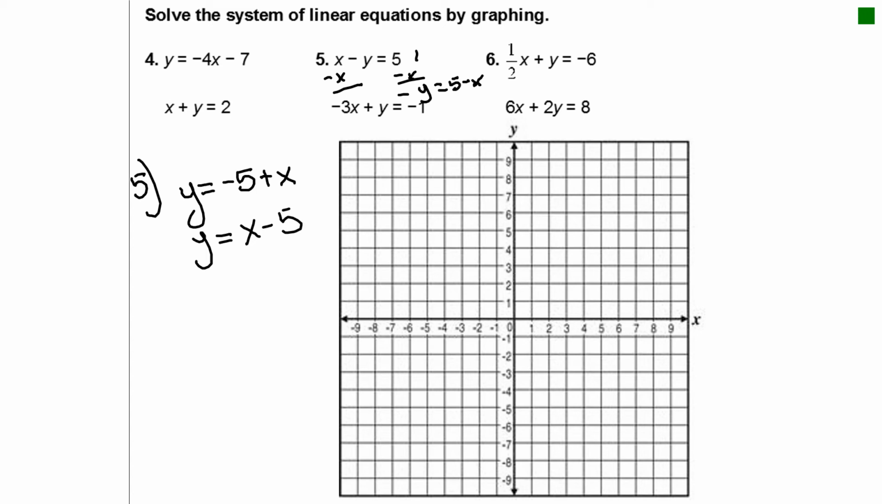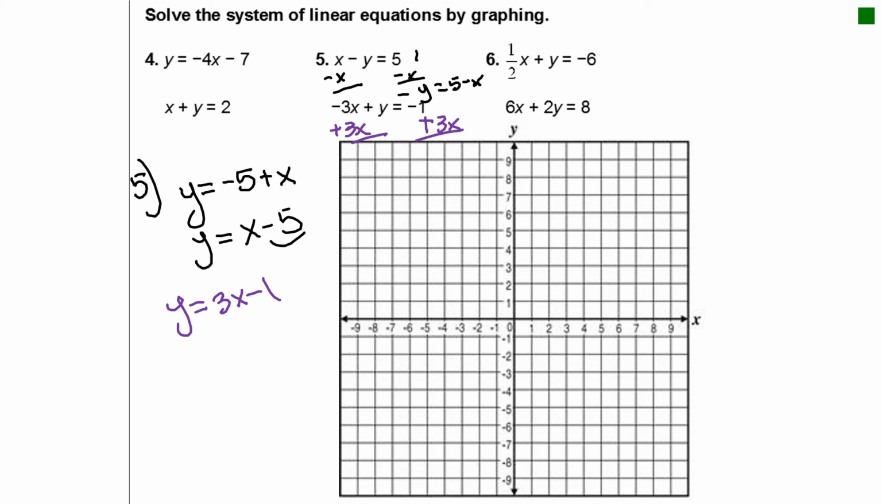Our second equation is not okay because it's not in y equals either, so let's go rewrite that. We'll add 3x, and our second equation should say y equals 3x minus 1. We're ready to graph. Graph our first equation.